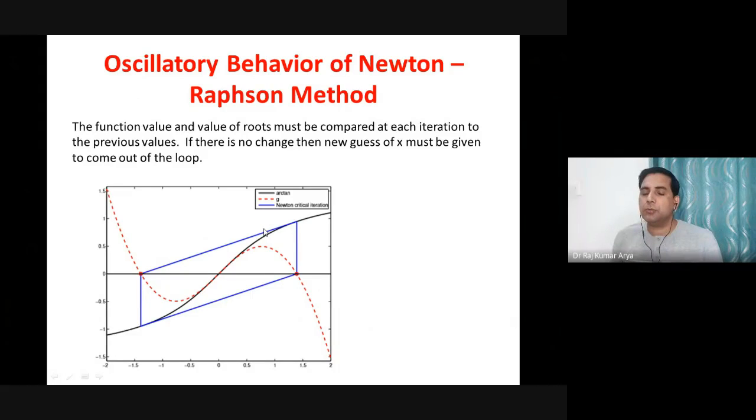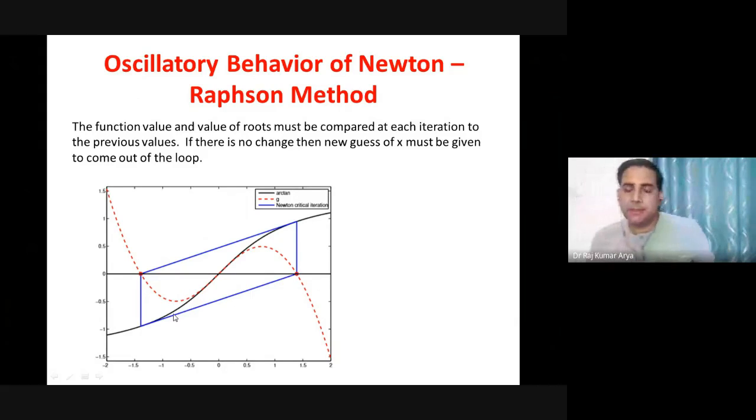So what you have to do is push your root. You have to change your guess. Either you can double it or you can halve it. The choice is completely yours. There is no straightforward rule for that. Suppose you have taken this value, let's say x1. You change your guess value, you may make it half, so you may move somewhere here. You may come out of this loop, either by decreasing or increasing it.